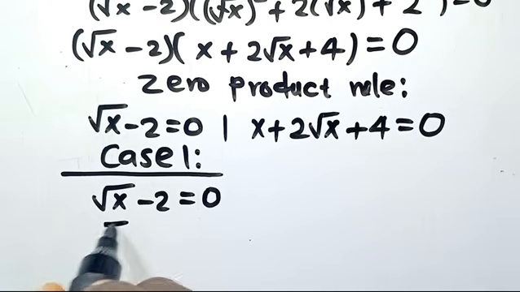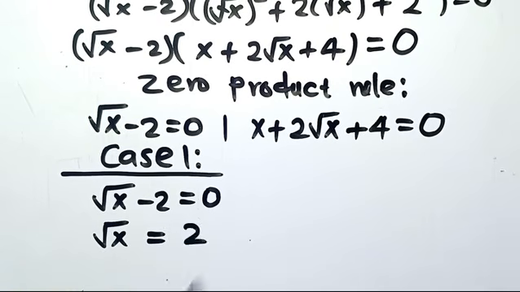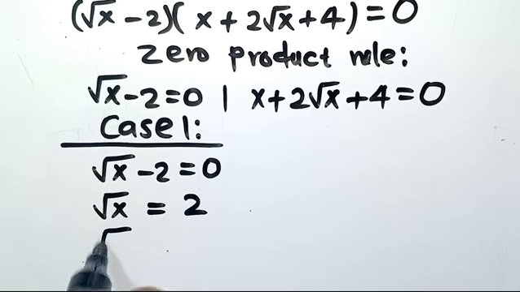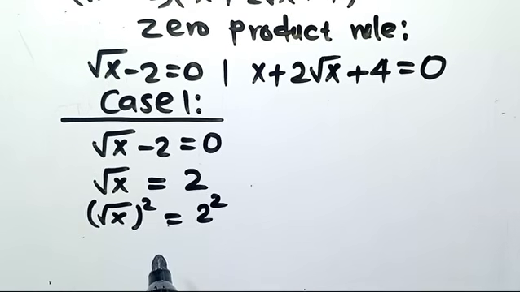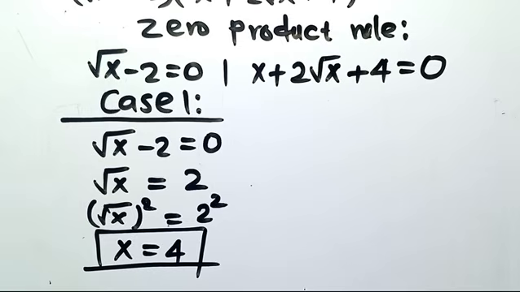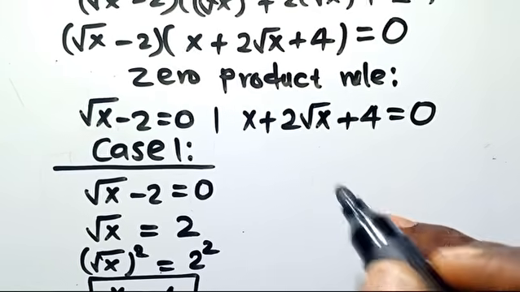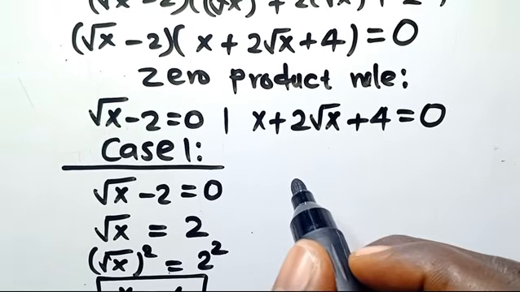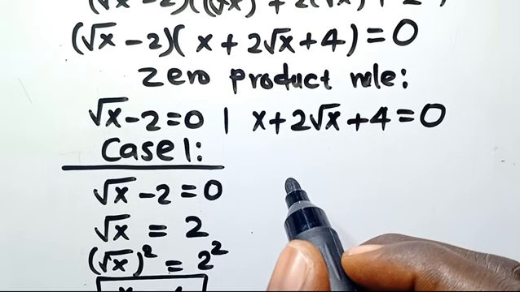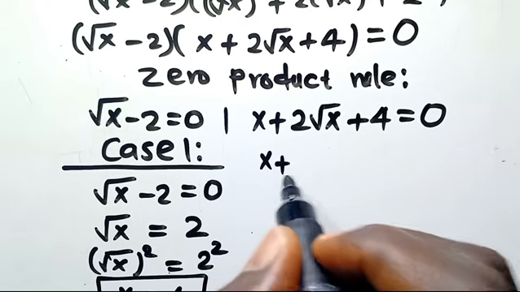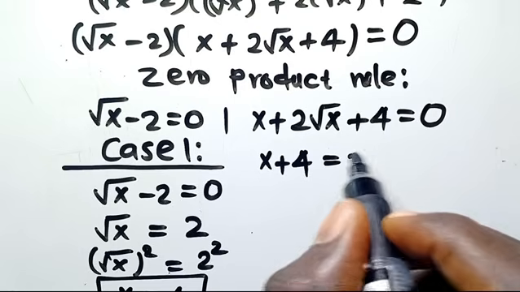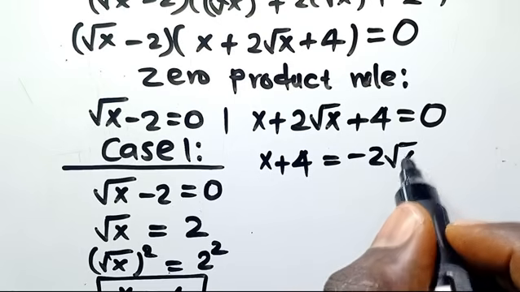We can now have √x = 2. Square both sides: (√x)² = 2². So we have this cancel out, and we have x = 4. So this is the first solution, x = 4. Then we also solve for this. Now from here, we can have x + 4 = −2√x.